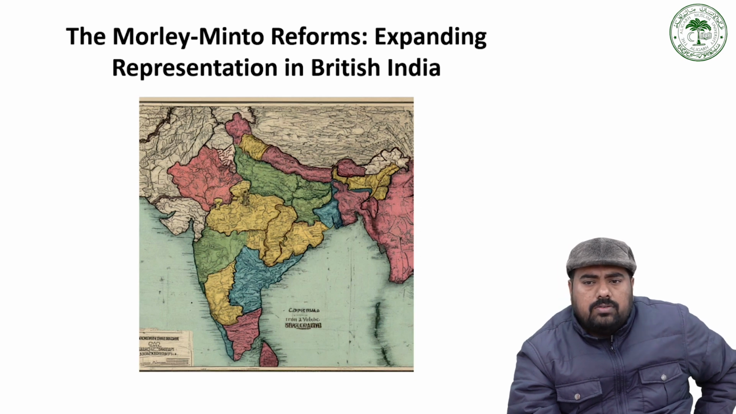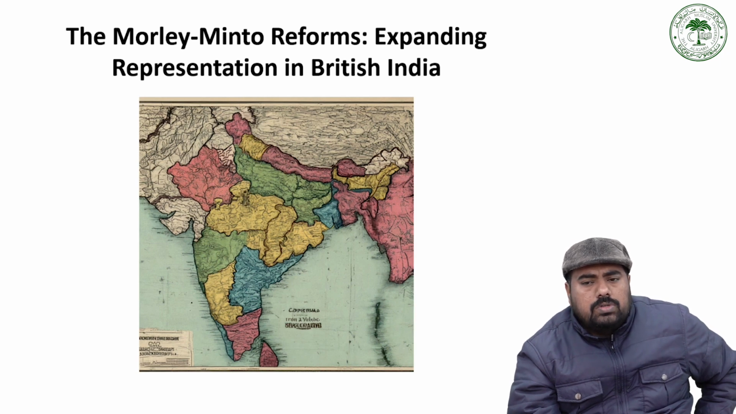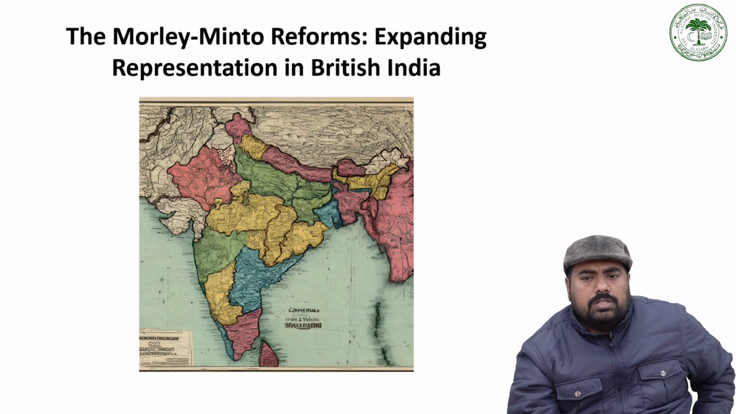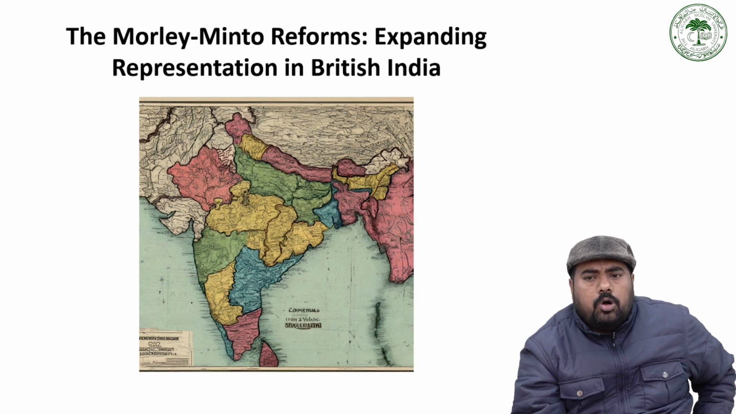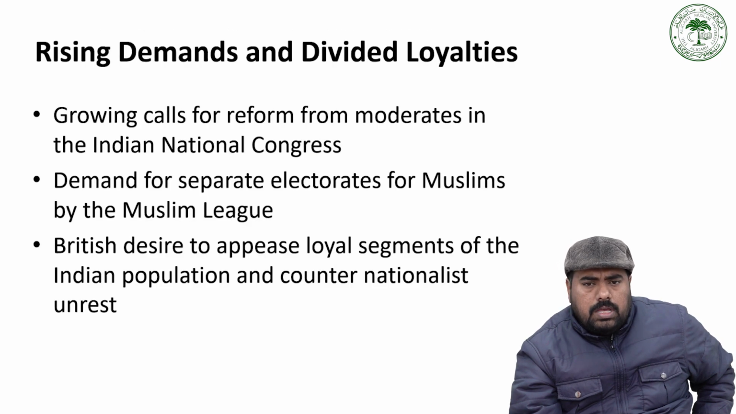This Indian Councils Act of 1909 was also known as the Morley-Minto reforms. It marked a significant step in broadening political participation in British India. The reforms were named after John Morley, who was the Secretary of State for India, and Lord Minto, who was the Viceroy. The Act introduced limited elections to legislative councils and aimed to appease moderate voices within the Indian National Congress. However, the introduction of separate electorates for Muslims had divisive consequences.